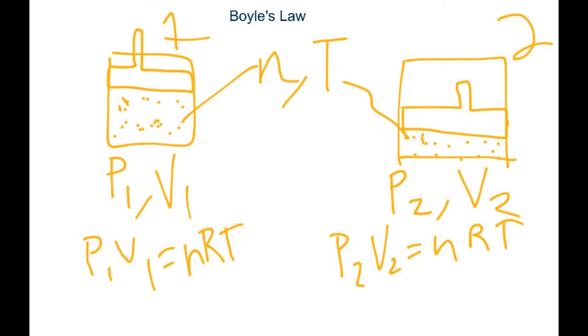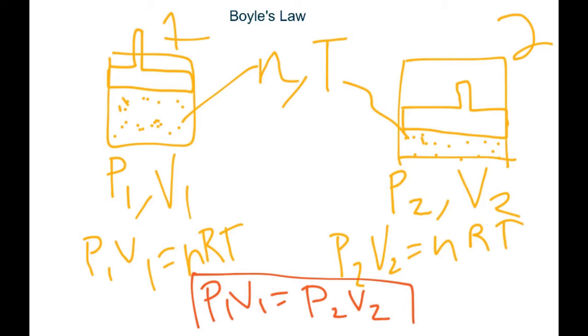So notice how this is equal to nRT, and this is equal to this. So thus, I can plug this into here, since these two are the same, and this is a process called substitution. So in the end, we have P1V1 is equal to P2V2, and this is called Boyle's Law.